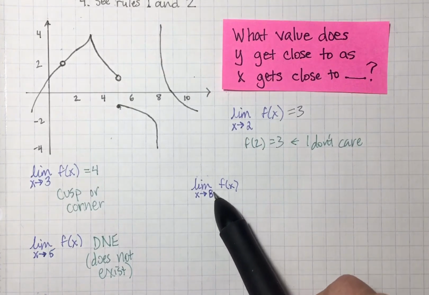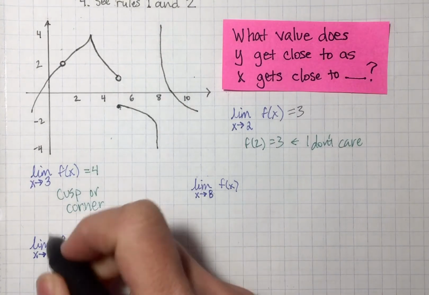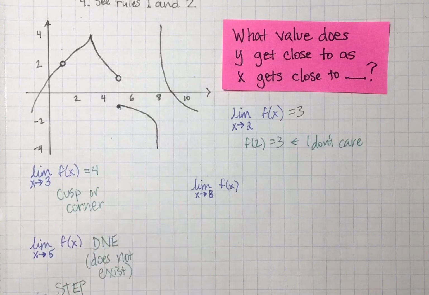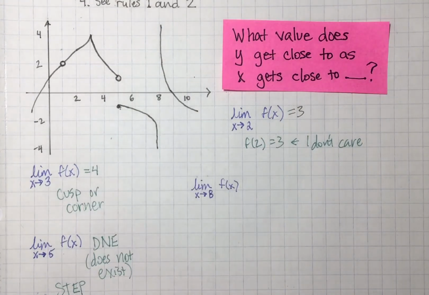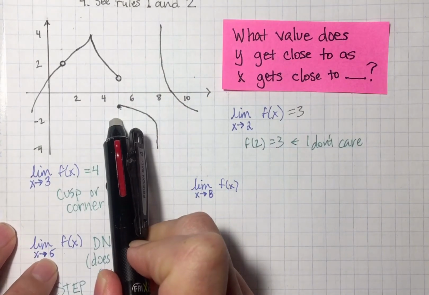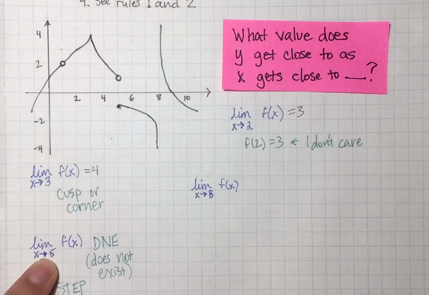Looking at the limit as x approaches 8. Oh, going back to here for a minute. This guy right here is called a step. And still with x going to 5, I don't care that f of 5 is -1. I don't care whether or not f of 5 exists. I don't care. I care about what's happening as I get close to 5. That's the main thing.